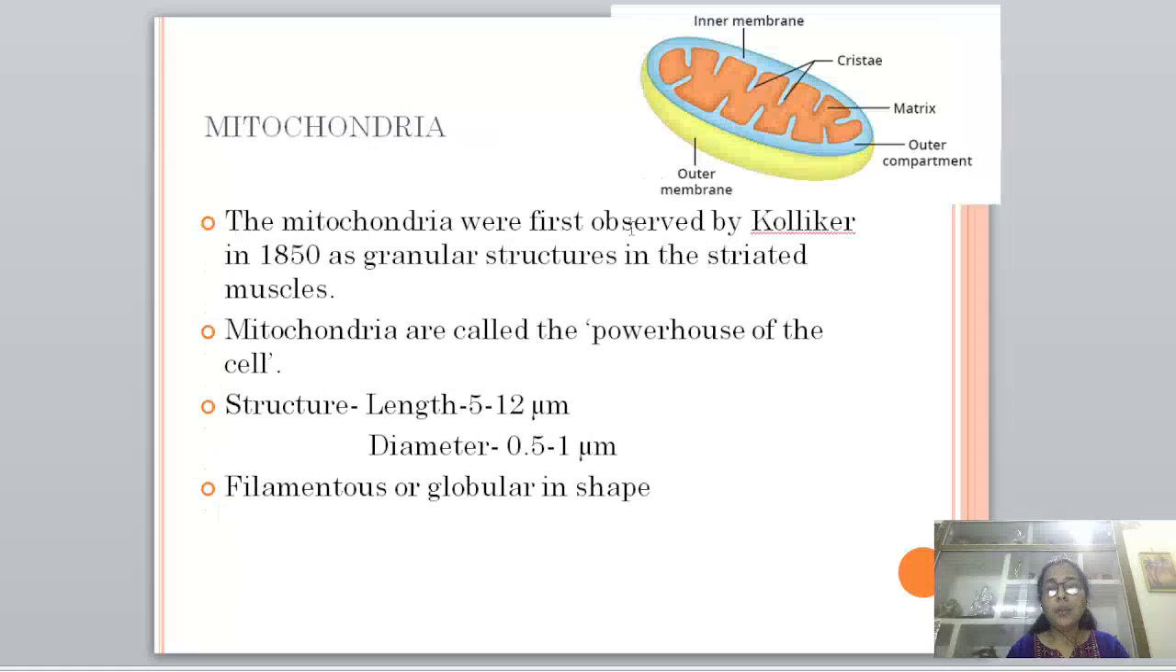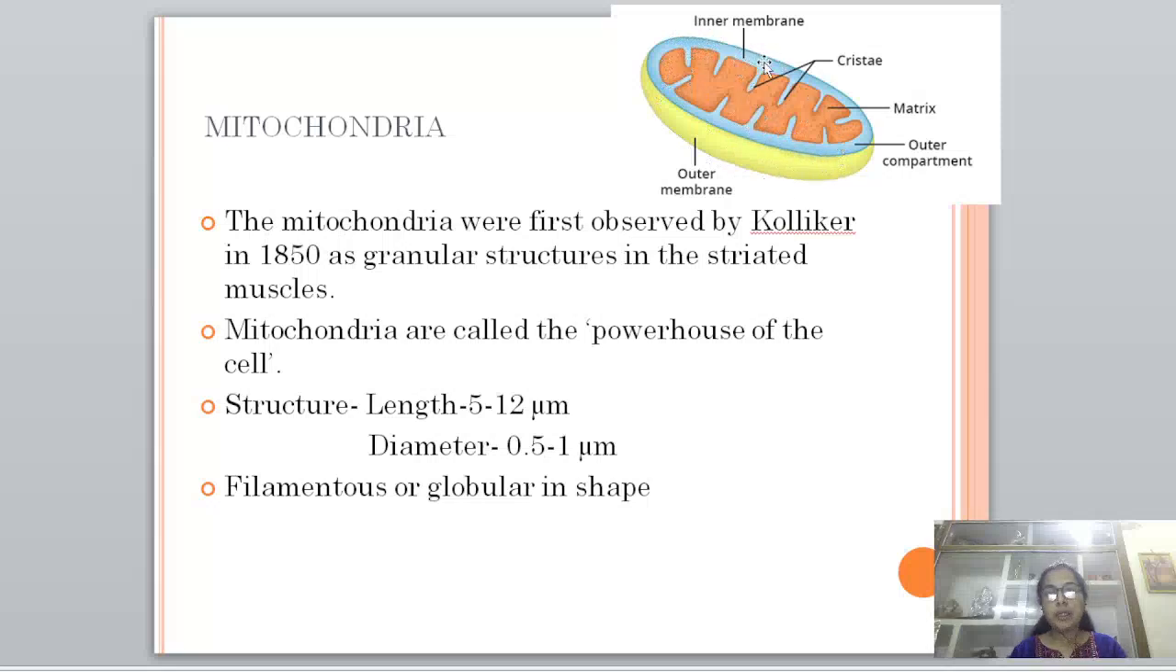The mitochondria were first observed by Kolliker in 1850 as granular structures in the striated muscles. The mitochondria are called the powerhouse of the cell. The structure, the length and diameter you can see here. It is filamentous or globular in shape, as you can see in this picture.